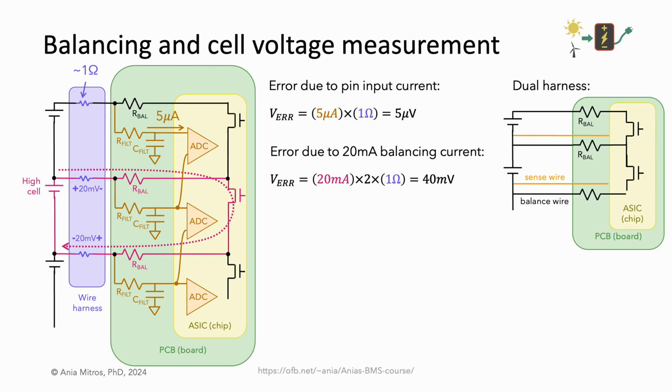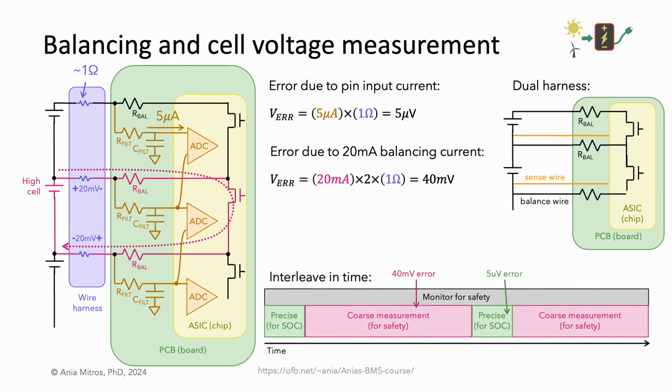One solution is a duplicate harness with 2 wires to each cell, one for balancing and the second for sensing. Cost and mechanical complexity are often prohibitive for the dual harness solution. Another solution is to interleave balancing and precision cell voltage measurements. During balancing, the system takes coarse cell voltage measurements, sufficient for safety monitoring.